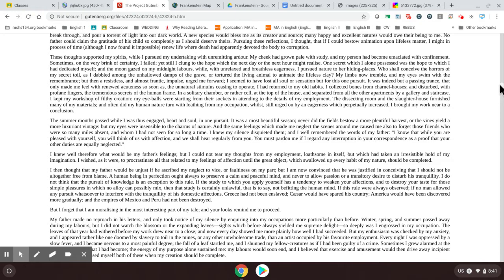He goes on. We have some more Gothic passages, especially when it gets down to how he starts to collect parts for this monster. In the middle of page 34, he says, "Who shall conceive the horrors of my secret toil as I dabbled among the hallowed damps of the grave, or tortured the living animal to animate the lifeless clay? I collected bones from charnel houses and disturbed with profane fingers the tremendous secrets of the human frame." So he's grave robbing, which is not just repulsive, but also morally reprehensible.